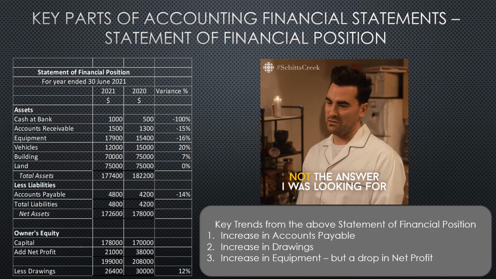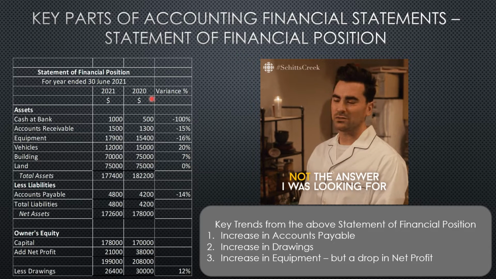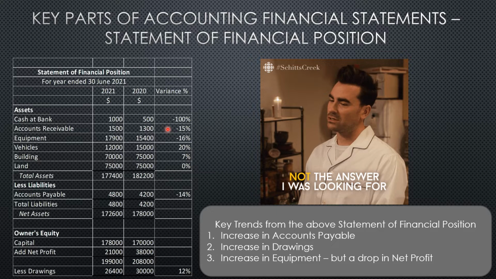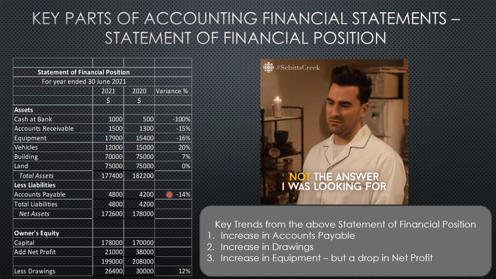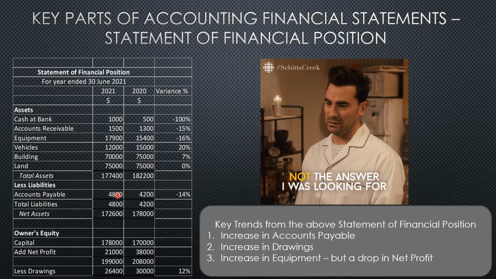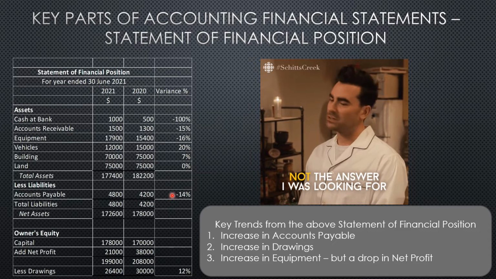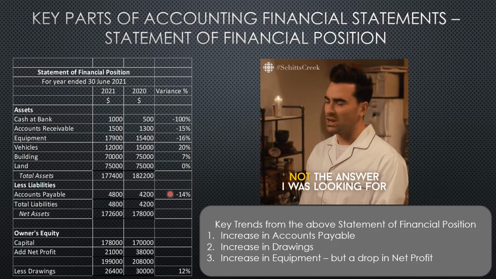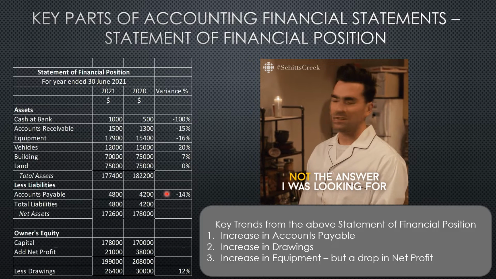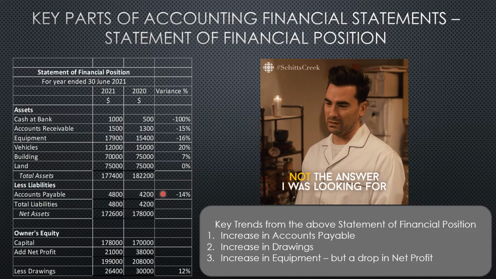On the other side, the statement of financial position, which is looking at assets, liabilities, and owner's equity, you can see here that there are a number of key trends here. One is the increase in accounts payable. So that's gone from 4,200 to 4,800, which is a 14% increase. Now that is negative because that is not a positive thing for the business. That means we actually owe more money as compared to last year.